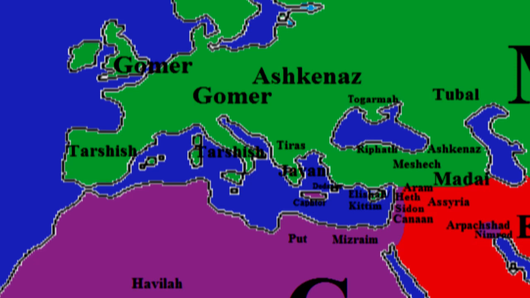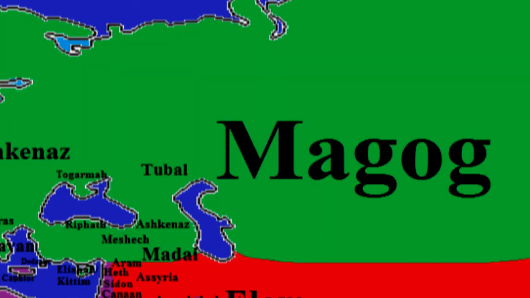So that is one theory. We don't really know. Now, the next son is Tubal. Tubal and Meshech are these next two sons of Gomer I mentioned above. They are connected with Magog, as belonging in the north, with Magog ruling over them.